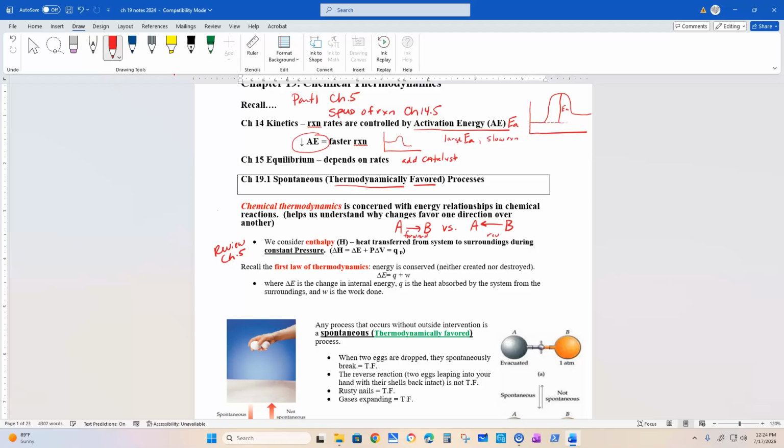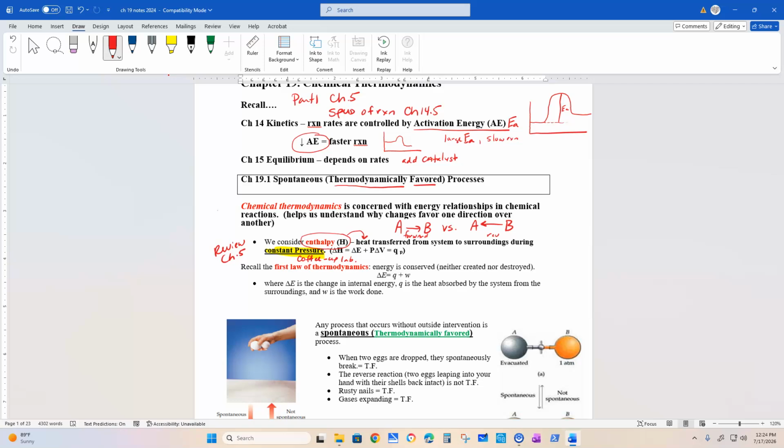In Chapter 5, we talked about enthalpy. Enthalpy is another way of saying heat transferred from the system to the surroundings, as long as we have constant pressure. We have to have that constant pressure so then we can do the coffee cup lab, calorimetry. With the coffee cup lab, we were trying to figure out how much heat was transferred from system to surroundings by using the coffee cups, measuring the temperature before and after, and so forth.